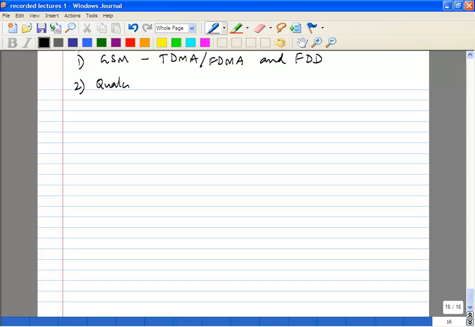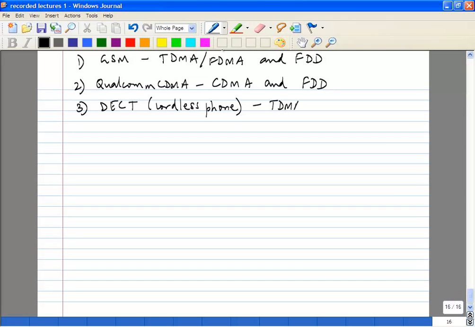If you look at Qualcomm CDMA, it uses, of course it doesn't use TDMA, it uses CDMA and FDD. How about, let's take the cordless phone technology, which is called DECT. This uses both TDMA and FDMA and TDD. And let's look at wireless LAN 802.11g. It uses OFDM and TDD. Okay, so that's as far as multiple access goes.